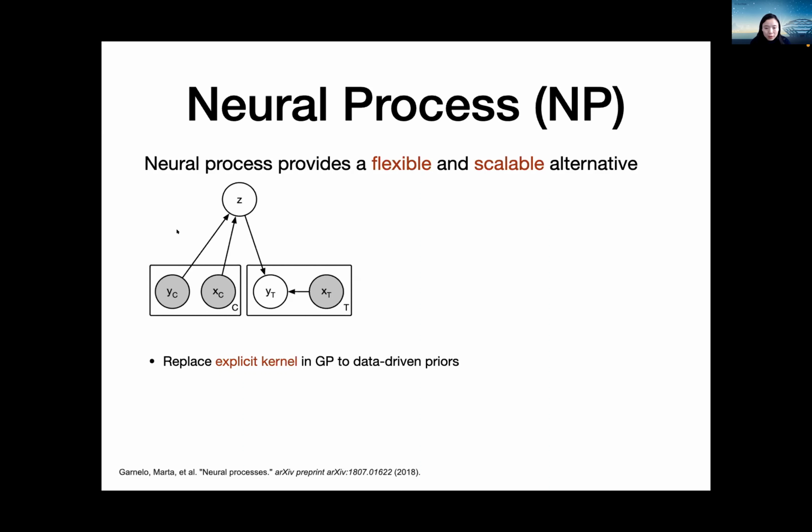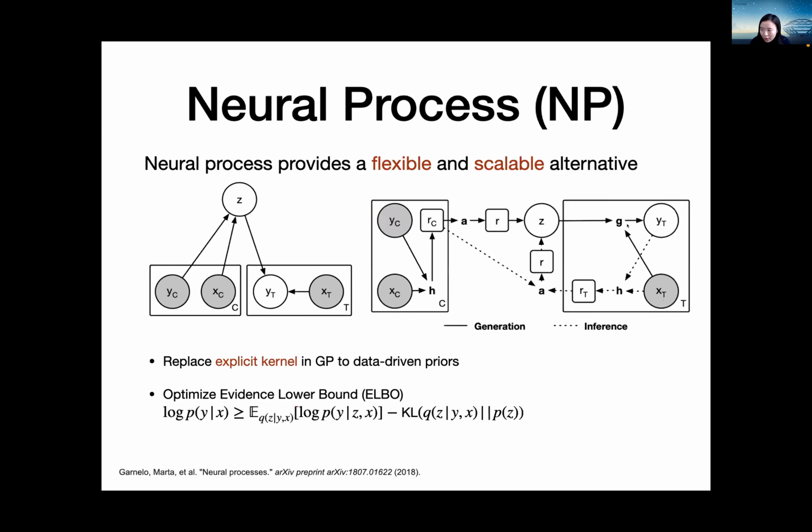So this is a picture of a neural process where we have some input data, X and Y pairs, where X is the input and Y is the output. Then we can encode this input data into the data-driven priors Z as a latent variable. This latent variable will serve the purpose of kernel functions in Gaussian process. Given these kernels, we can generate forecasts for a new set of pairs. So given a new set of inputs xt, it will generate the new set of outputs yt. And then the inference procedure is shown in this right plot.